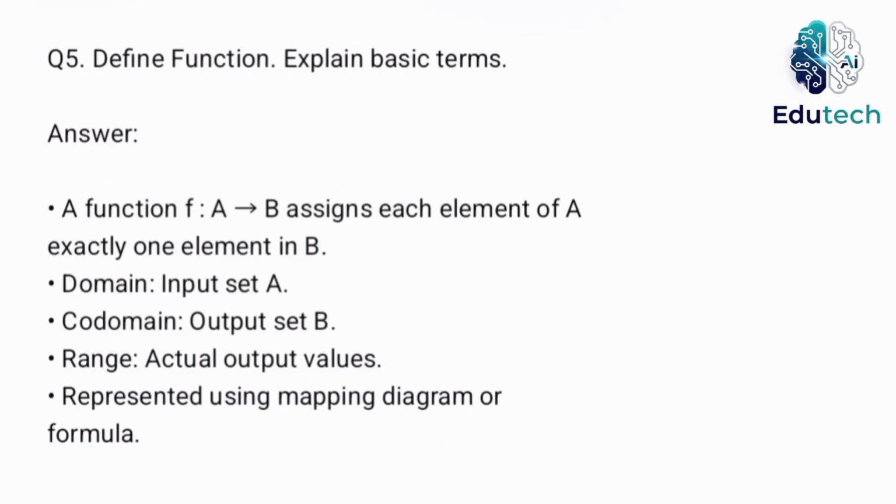Define function. Explain basic terms. A function is a rule that assigns each element of one set, called the domain, to exactly one element of another set, called the codomain. It is written as f: A to B. The range of a function is the set of actual output values obtained from the domain. Functions can be represented using formulas, tables, or mapping diagrams. The main idea of a function is that one input gives exactly one output.